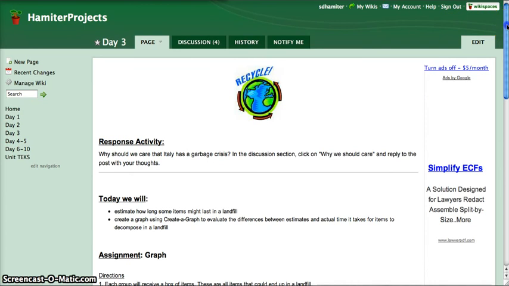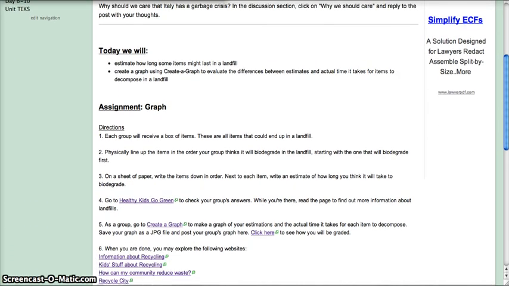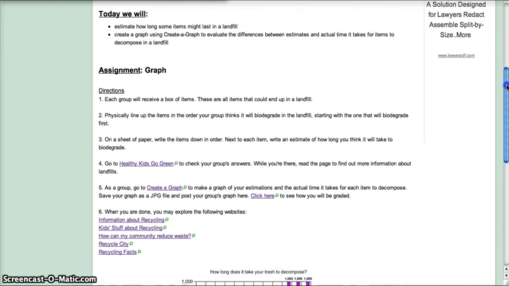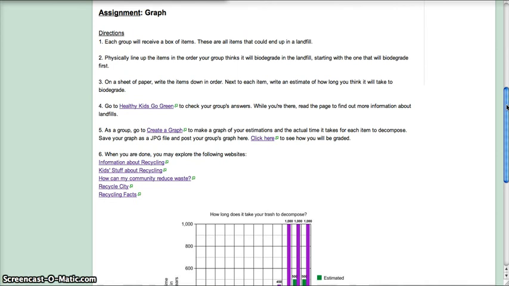Today they're going to be looking at how long it takes things to decompose in a landfill. If we're dumping all of our trash in a landfill, well, how long does it stay there? They're going to be doing estimating. Then they're going to go and find out from this website, Healthy Kids Go Green, to check their answers and see how far off they were.